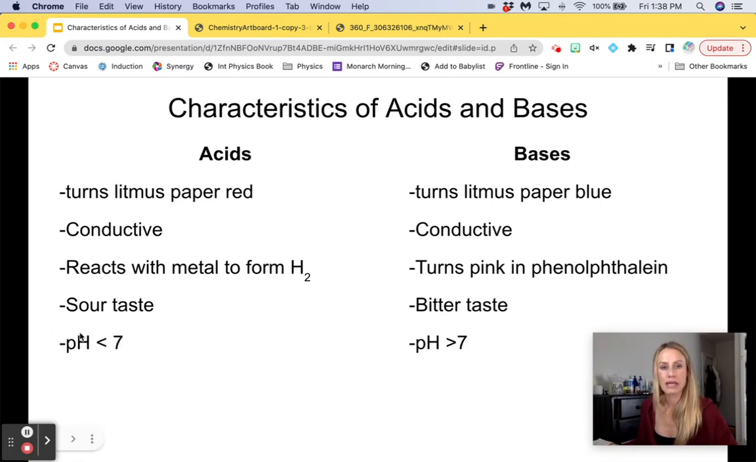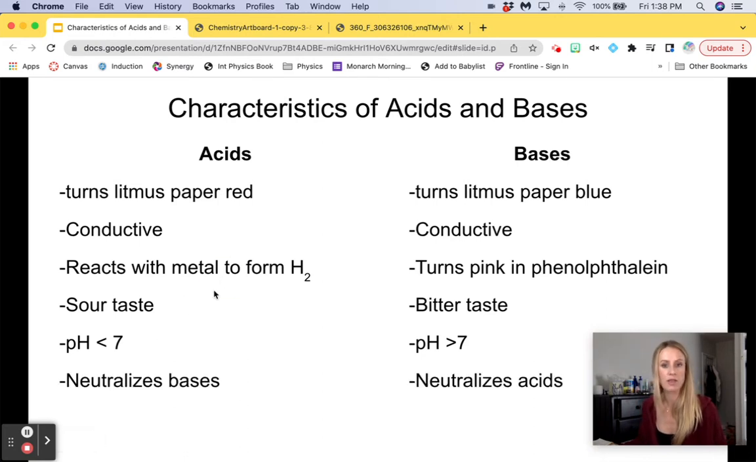Acids have a low pH. So our pH scale, we'll talk more about this later this unit, but it's from 1 to 14. 7 is our neutral pH, and so anything below 7 is going to be an acidic pH, and then everything above 7 will be a basic pH.